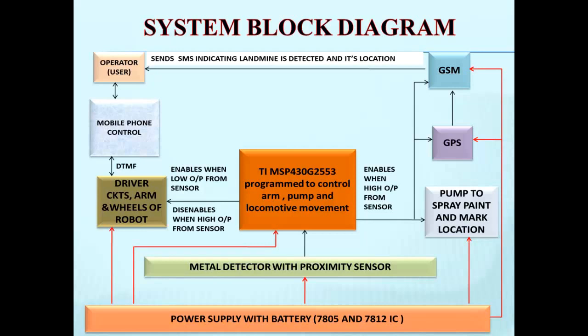The metal detector determines the presence of landmines using a proximity metal sensor that gives a relay output. When the landmine is detected, paint is sprayed using a pump to make a mark on the location, and it triggers the GPS and GSM, which send an SMS to the user with a message and GPS location. These operations are controlled by the TI-MSP430 microcontroller.